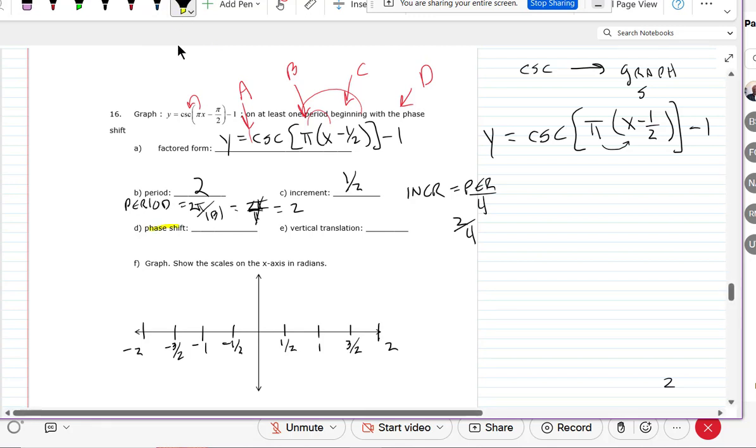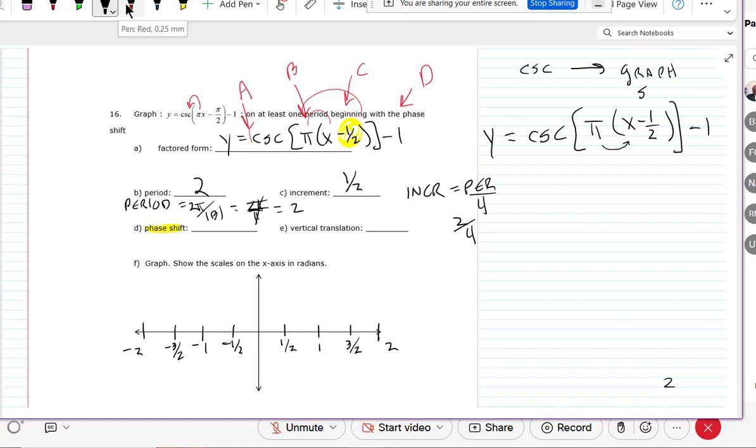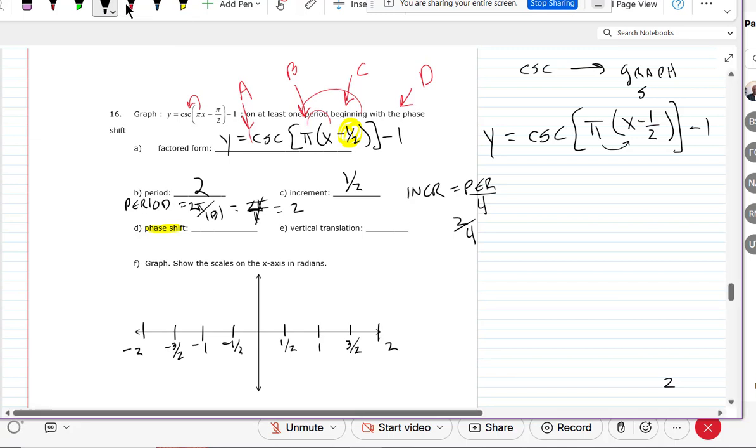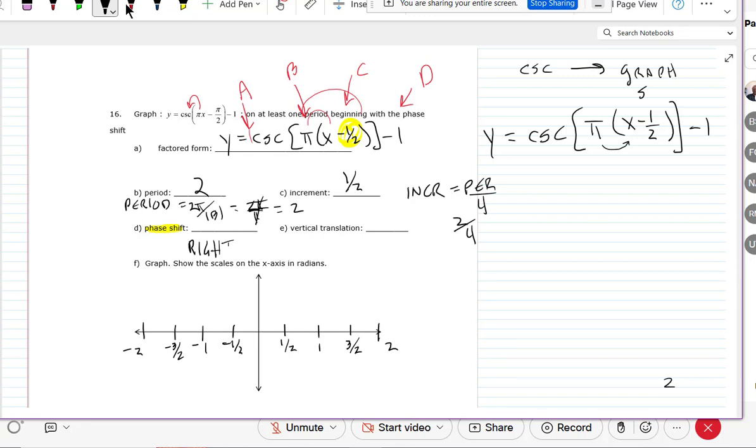Your phase shift is this number right here. This is just moving the graph left and right. Since that's a minus, your phase shift is going to be to the right 1/2. And anytime your function has a phase shift, that should be the place where you start drawing, right at that phase shift. And then work from that phase shift.